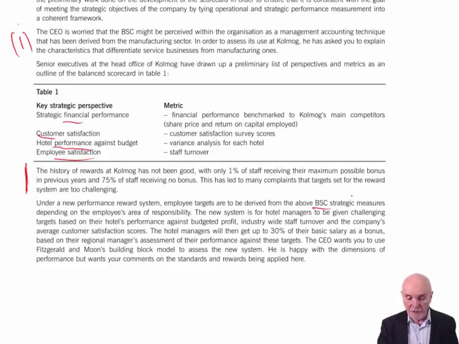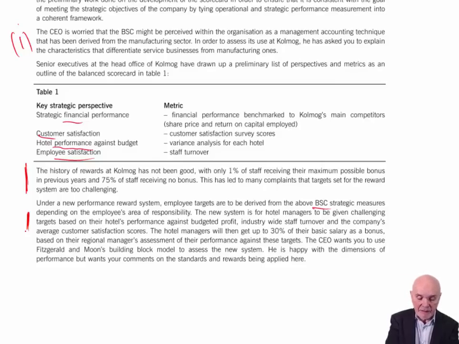So the new system is for hotel managers to be given challenging targets based on a hotel's performance against budgeted profit, industry-wide staff turnover, and the company's average customer satisfaction rate. So there's profit, staff turnover, and satisfaction scores. So the bonus is being tied at least to more than just financial. It's almost got in here the elements of this balanced scorecard. Hotel managers will then get up to 30% of their basic salary as a bonus, based on the regional manager's assessment of the performance against these targets.